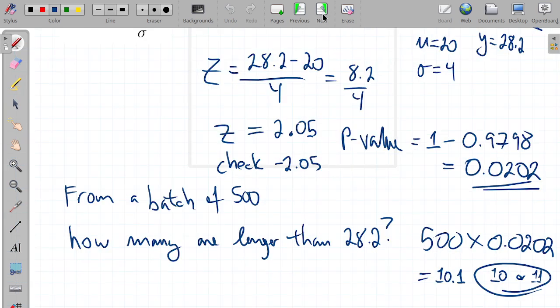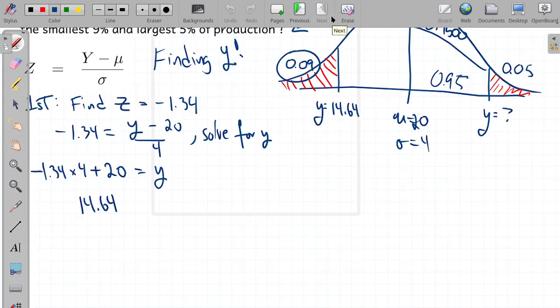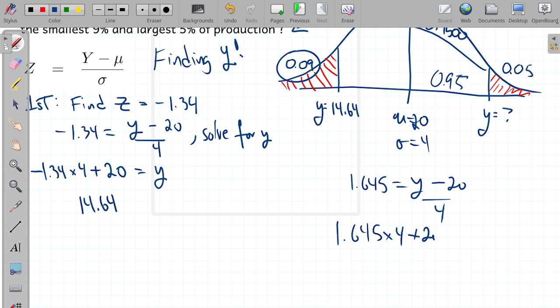Let's go back up and answer our problem now. And here we are. Okay, got our pen, right? So we get 1.645 is equal to y minus 20 divided by 4. So 1.645 times 4 plus 20 gives us the required value. Let's figure that out. And we get 26.58. And that's our value. That's what we want.